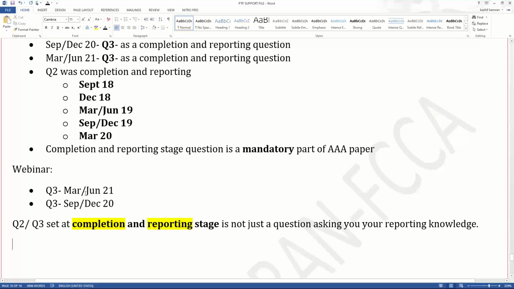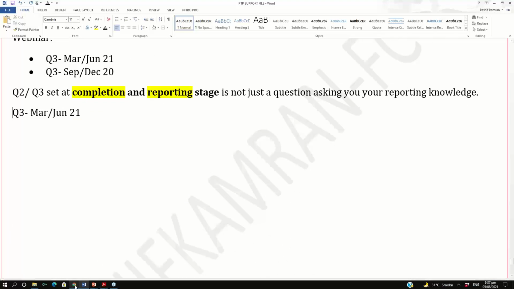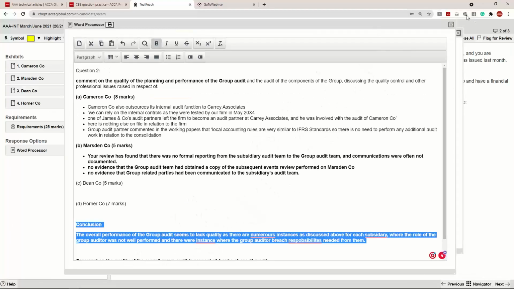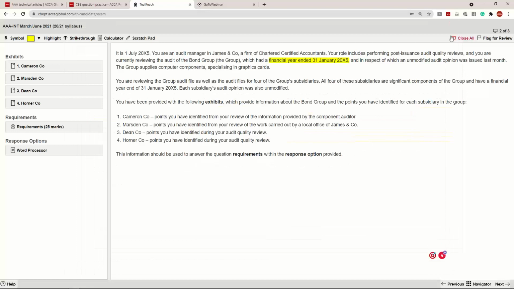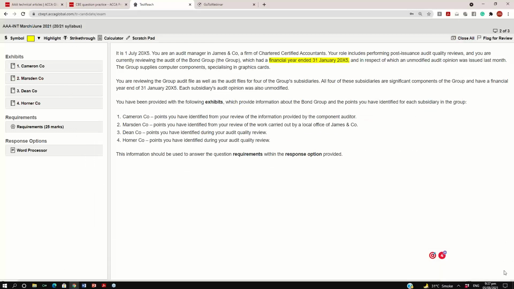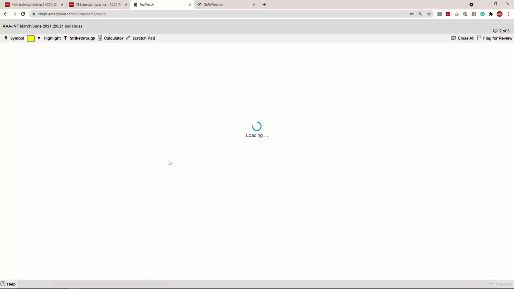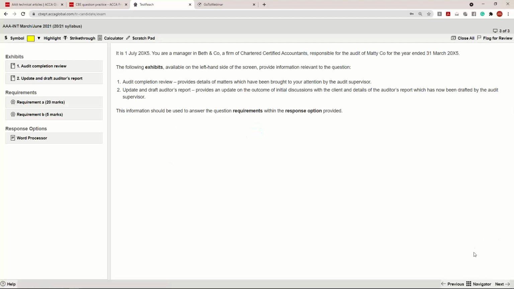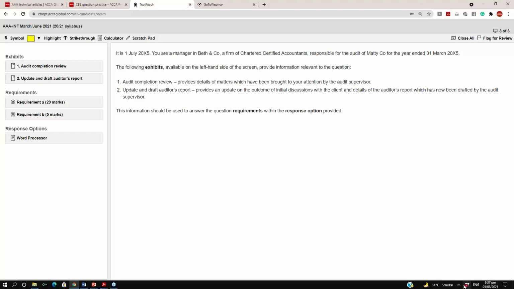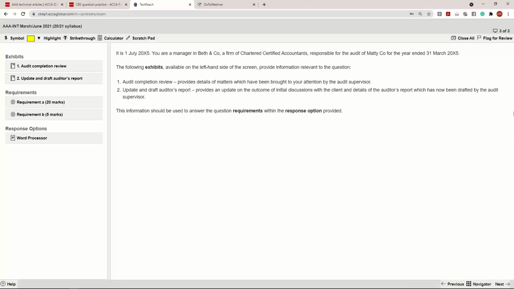Now, if you look at question number 3 of the March-June 21 exams, just to see how diversified that was, it was not just a reporting question. Let me show that to you on the practice platform. I hope you can all see the practice platform in front. Let's move from question 2 to question 3. Can you confirm you can see question 3 in front of your screen? Okay, now just be very watchful. I'm reading the right-hand side of the screen.